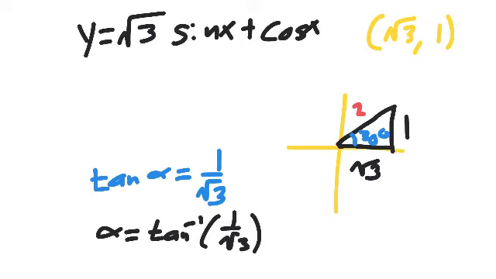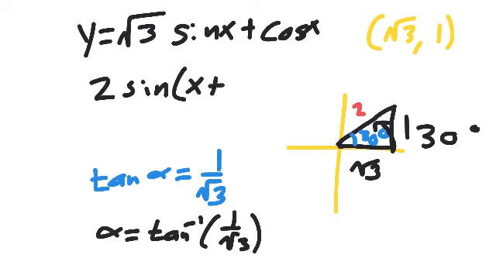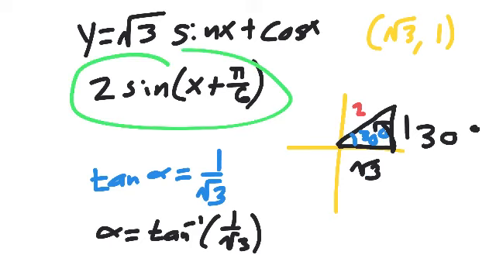Now this time, how much did I rotate to get there? This time I actually rotated 30 degrees. So it's the same as the central angle. So when I rewrite this, it's going to be a times sine of x plus c, which is 30 degrees. This time, though, I'm going to make 30 degrees into radians, which would be pi over 6 radians. So that would be my final answer.